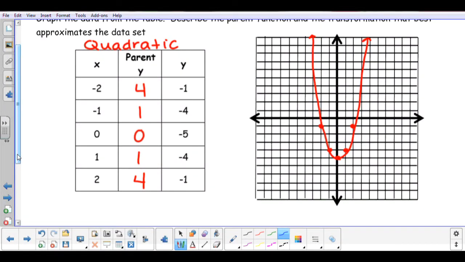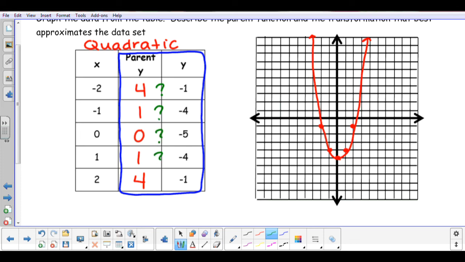So like we did in our previous example, I'd compare the y's, so the parent y to the y I was given. And I want to think from that parent to the new y what happened. So 4 and what gave us -1? 1 and what gave us -4? 0 and what gave me -5? And the whole way down. Now the best place to start is if you are given an x-coordinate of 0. Here I have my 0 and it goes to -5. So the only way to get 0 to -5 would be to subtract 5.